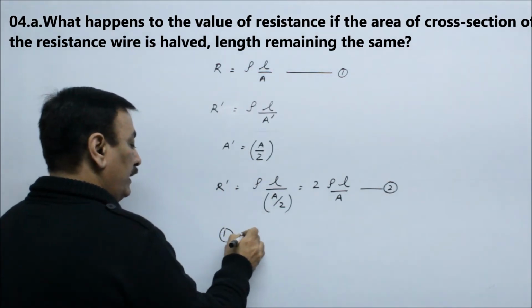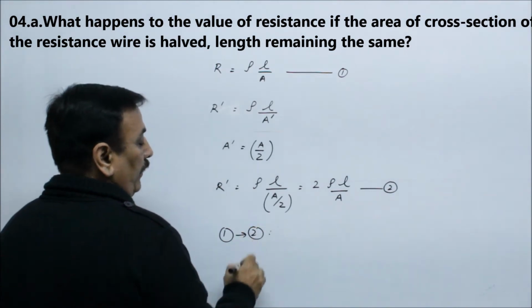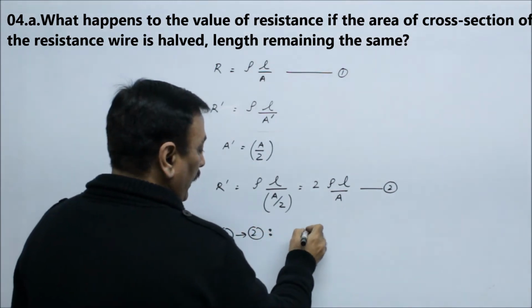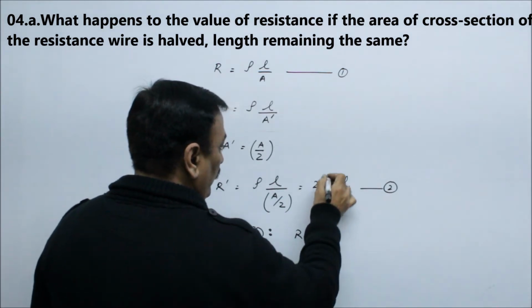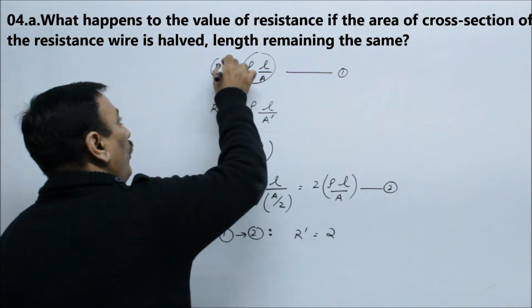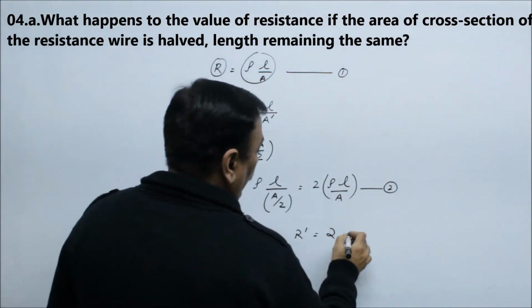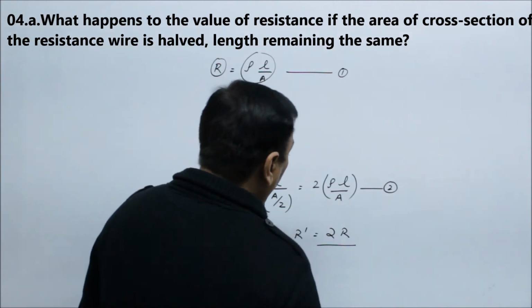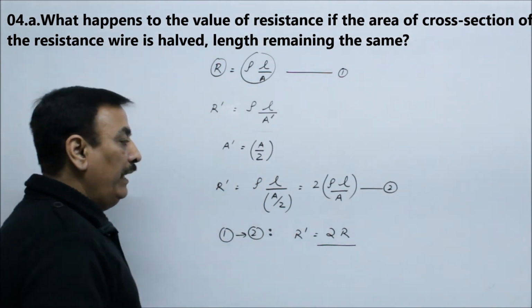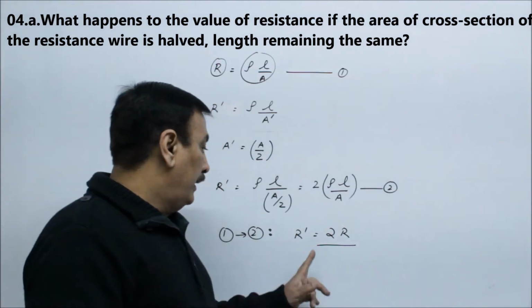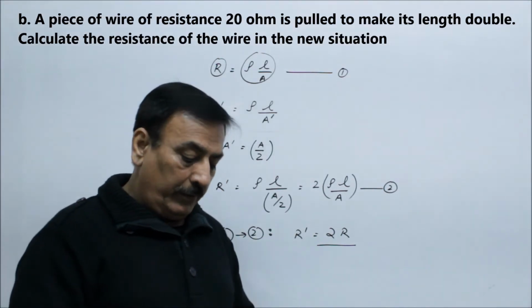Using the first and second, we can write R dash is equal to 2 times of, look at this, rho L over A. This was equal to what? R. So in place of rho L over A, you can easily write R. So in case length remains the same and area becomes half, in that condition the resistance will become double.